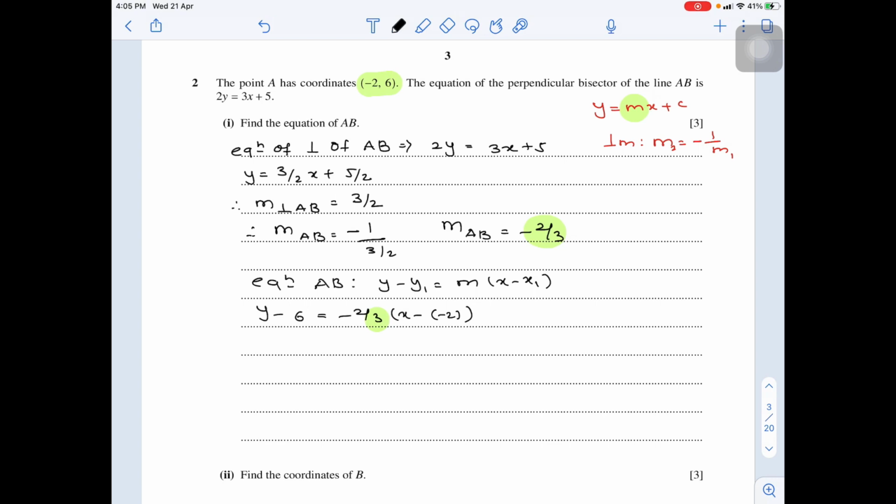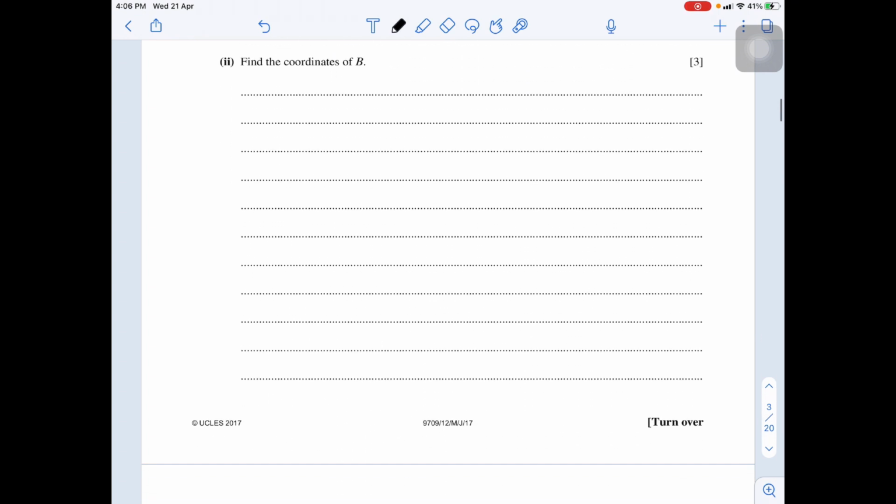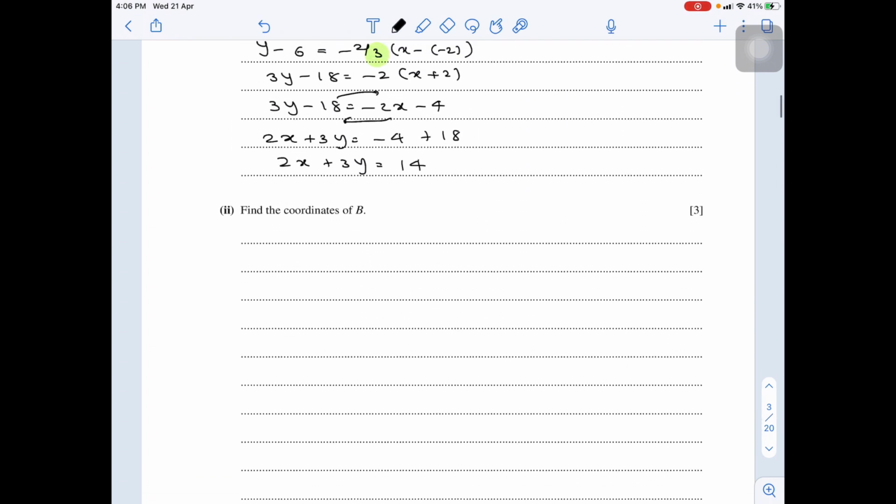Multiply throughout by 3. Why am I multiplying throughout by 3? I want to get rid of that 3. So 3y minus 18 is negative 2 times (x plus 2). 3y minus 18 is negative 2x minus 4. I'm sending 18 to the other side and 2x to the other side. So I can say 2x plus 3y is negative 4 plus 18. So 2x plus 3y is 14.